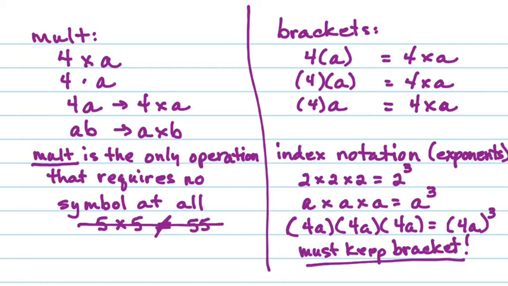Now, you'll see the book bounces back and forth. Sometimes they write it as 4a, sometimes they'll write it as 4 times a, but really you need to pay close attention to keeping them as simple as possible.